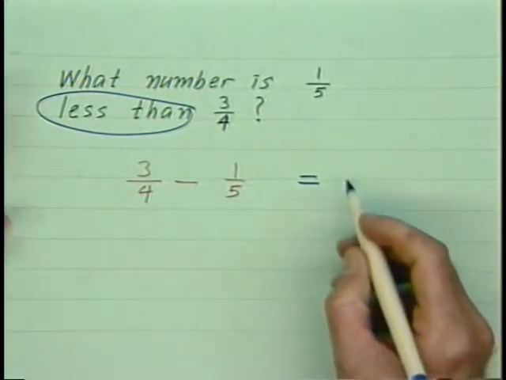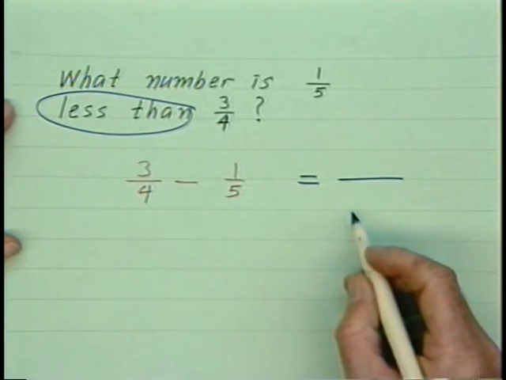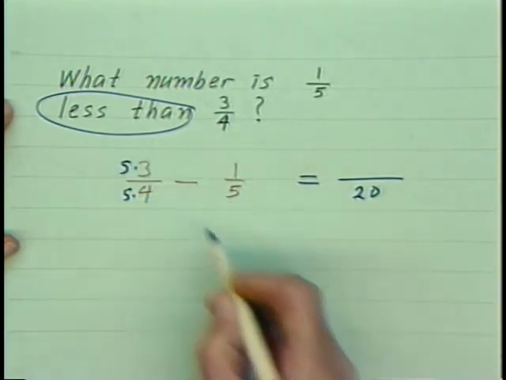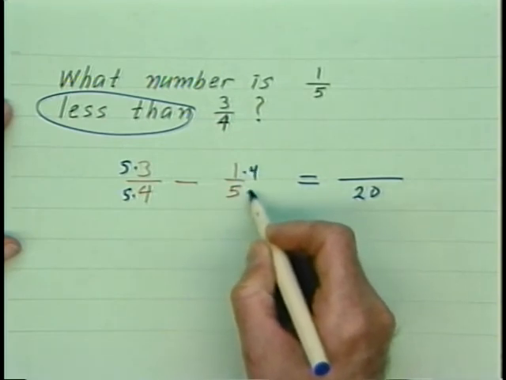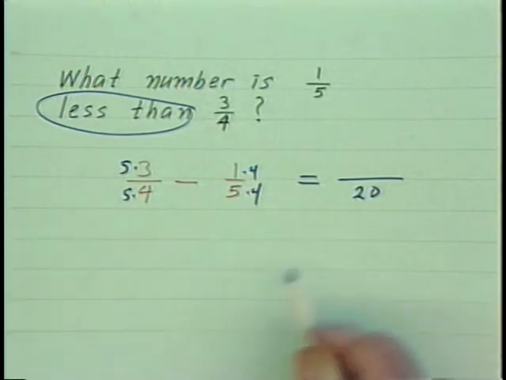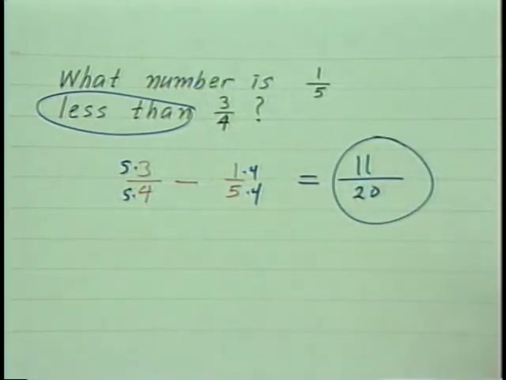Now, of course, we can just see that the common denominator is 20, so I need a 5 factor here and a 4 factor here, and we have 15 minus 4 is 11, and I'm done. That's fast and easy, isn't it?